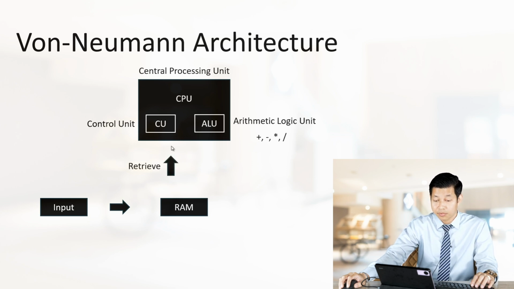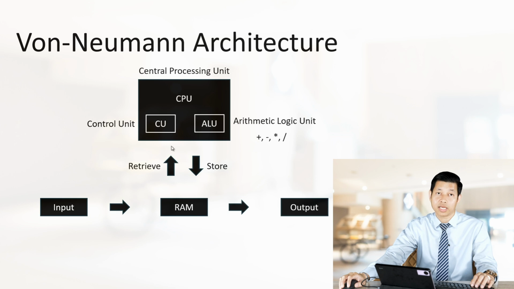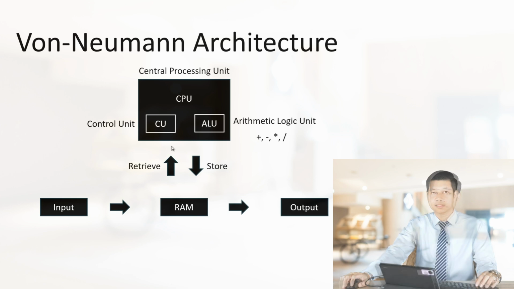The processor retrieves the command from the memory by the CU and it is processed by the ALU. After the processing is complete, the CU stores the result in the memory and displays it to the output. Next, let's see the components.